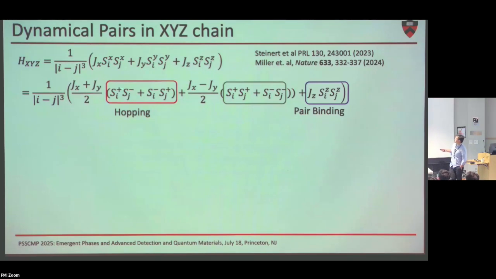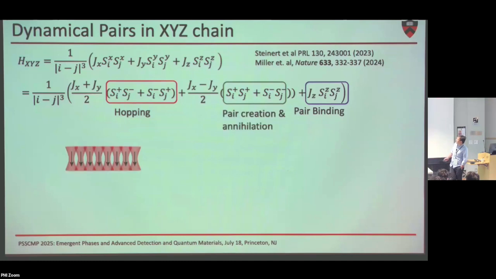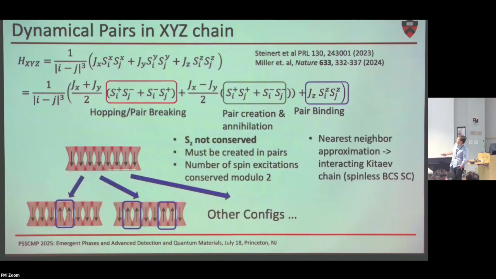You can rewrite X and Y as plus and minus operators, and you get a term that has two pluses and two minuses, meaning that from a spin polarized state, you get pairs that get created out of the vacuum. So one way to understand this is actually to map this to fermions. You can map this directly to an interacting Kitaev chain. And this process is nothing more than two fermions becoming a Cooper pair and decreasing the total fermion number by 2, and vice versa. So now instead of conservation of spin polarization, you get conservation of spin polarization modulo 2.